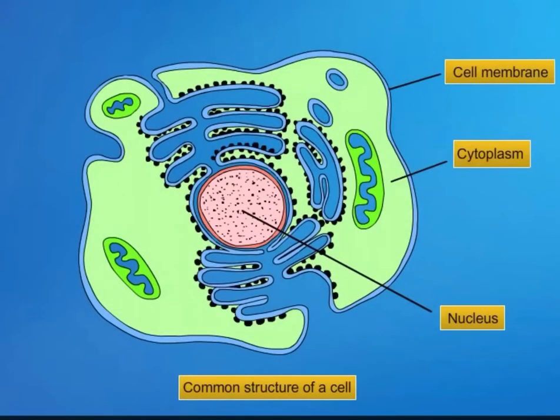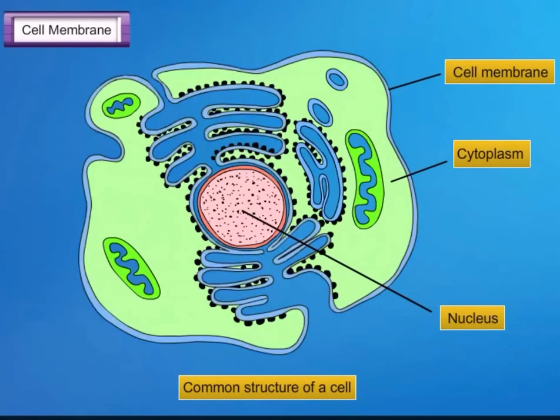Cell structure and function. Cells differ in their shapes and size. All cells, however, show some similarities in their structure. A general structure of cell is shown alongside. A typical cell consists of three basic parts. The first one, cell membrane or plasma membrane. Second, cytoplasm. Third, nucleus.